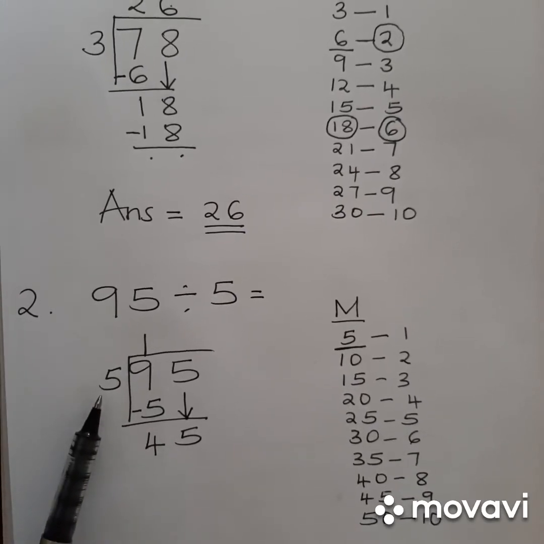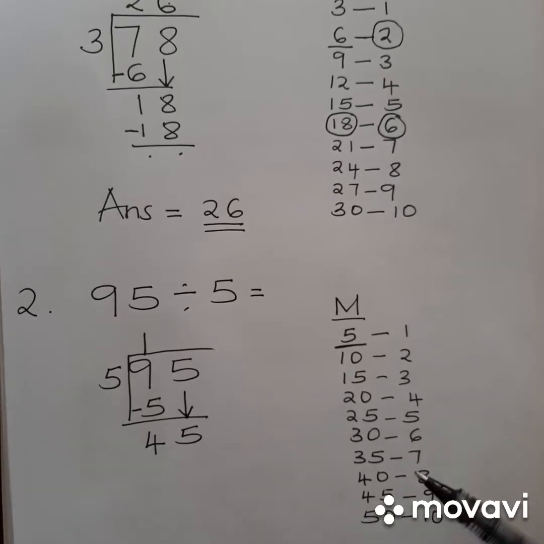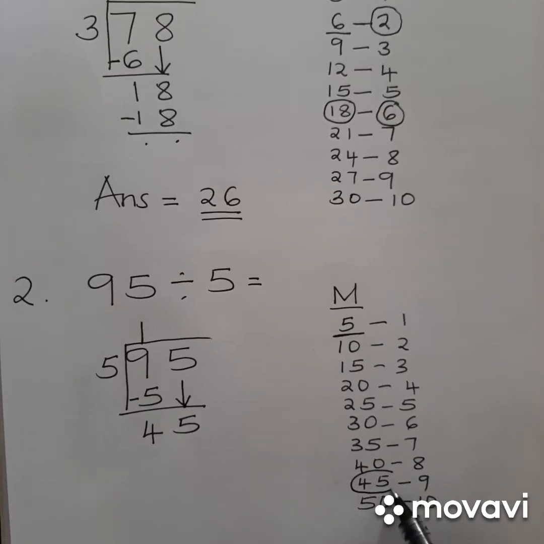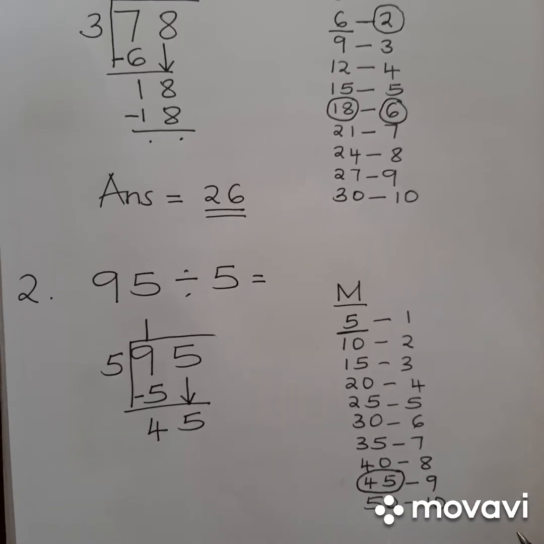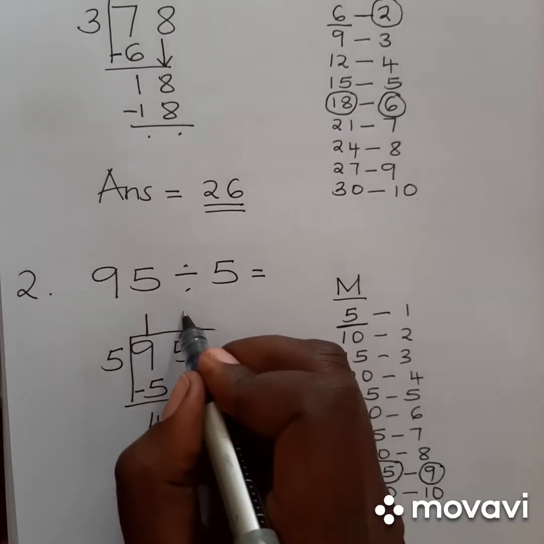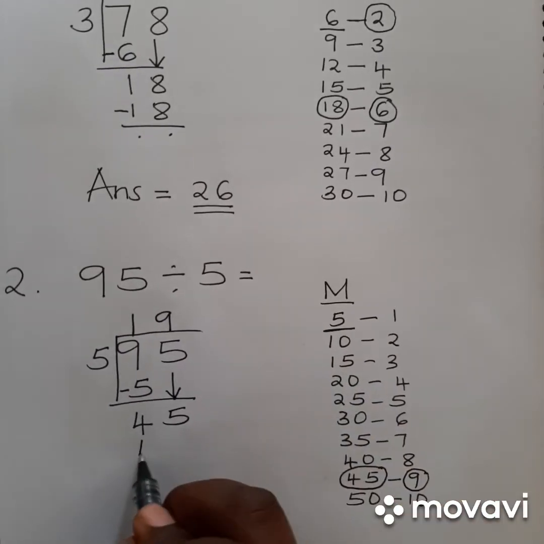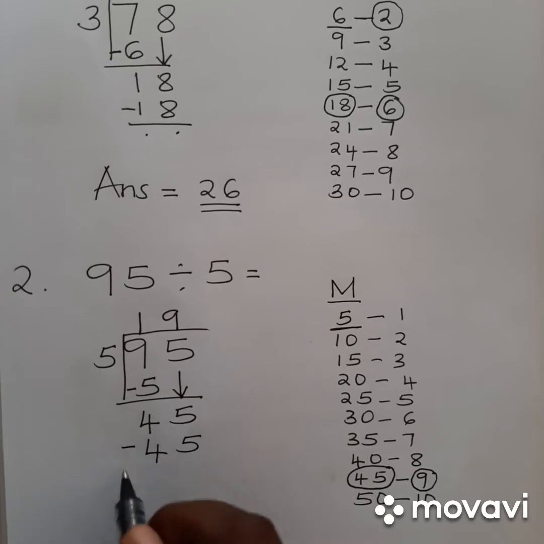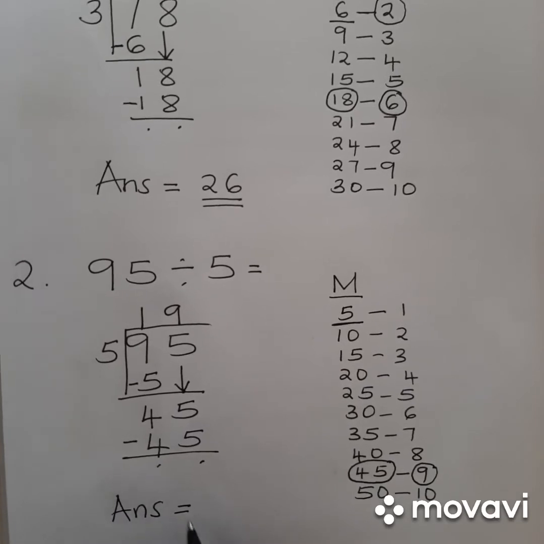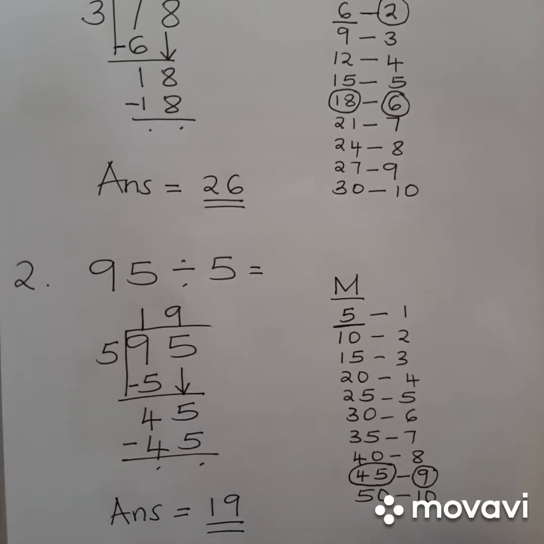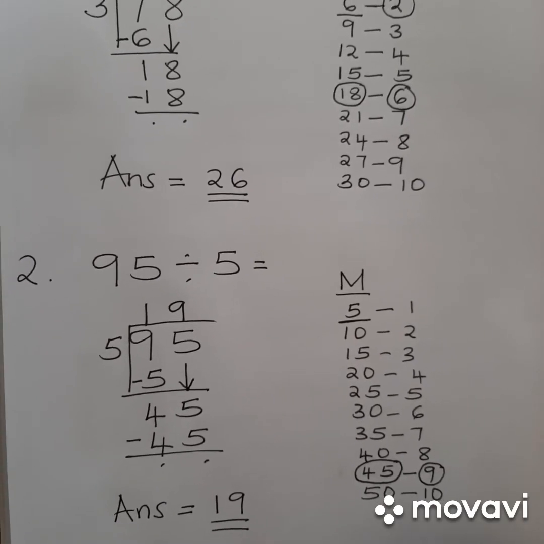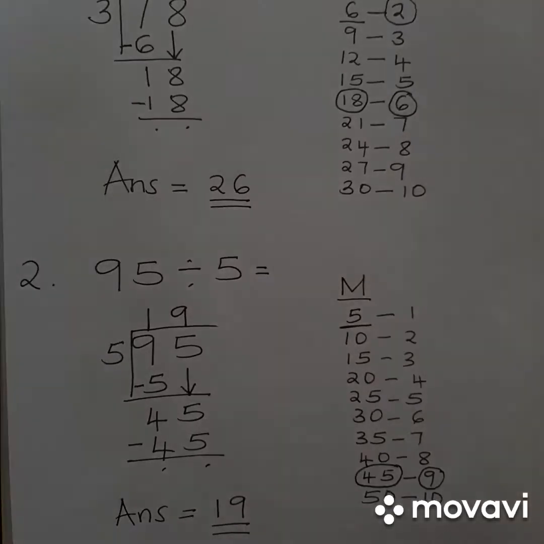Or how many times can 5 be in 45? You come and look for 45 here. And we are lucky to find it here. It's very easy. 45 is here. So it means 5 can be in 45 9 times. So we write 9 here. 9 times 5 is 45. We subtract and we get a 0. So our answer is 19. So it means 5 can be in 95 19 times, or 95 divided by 5 is 19.